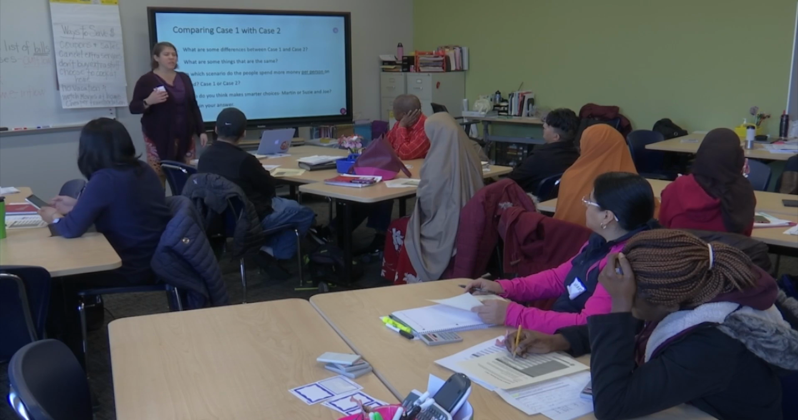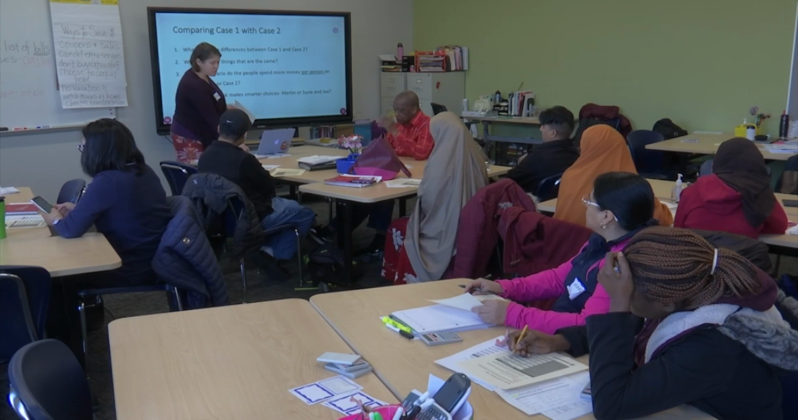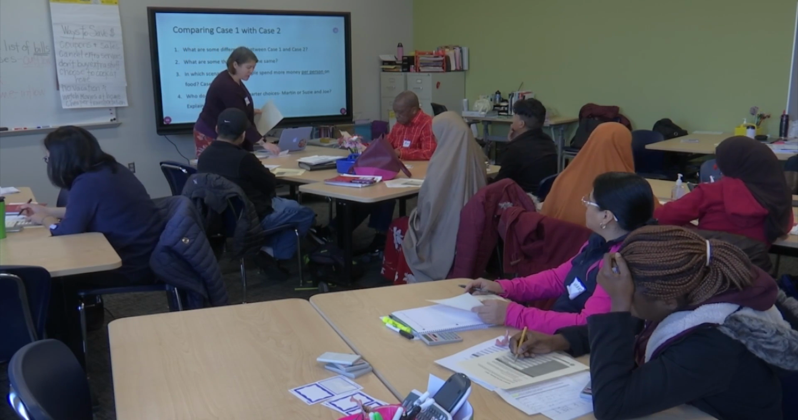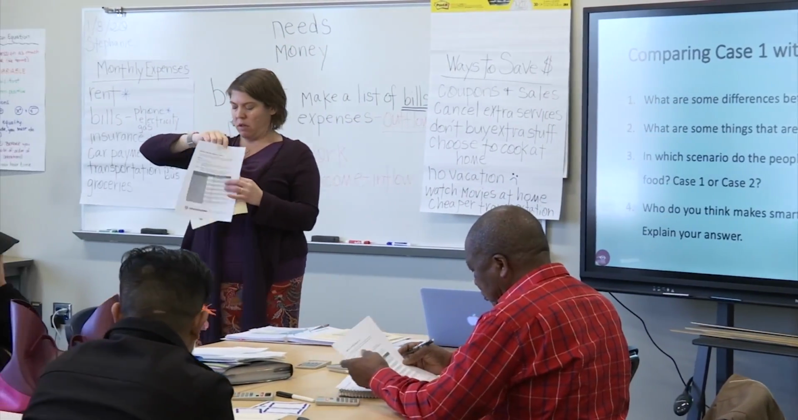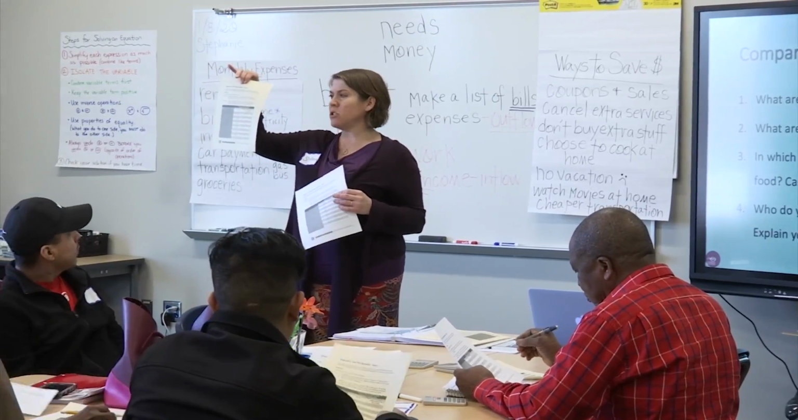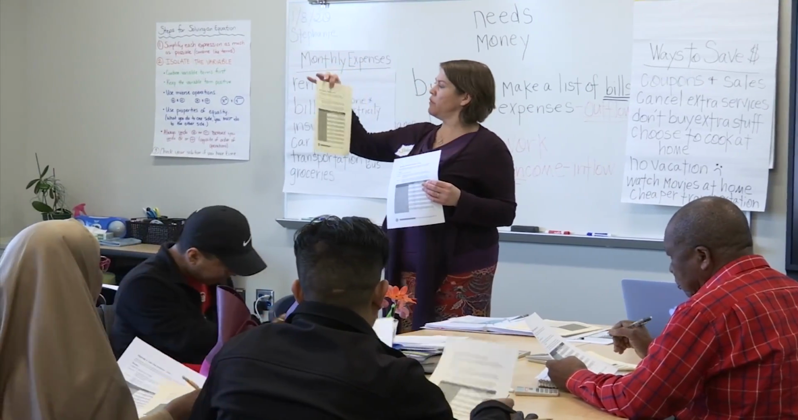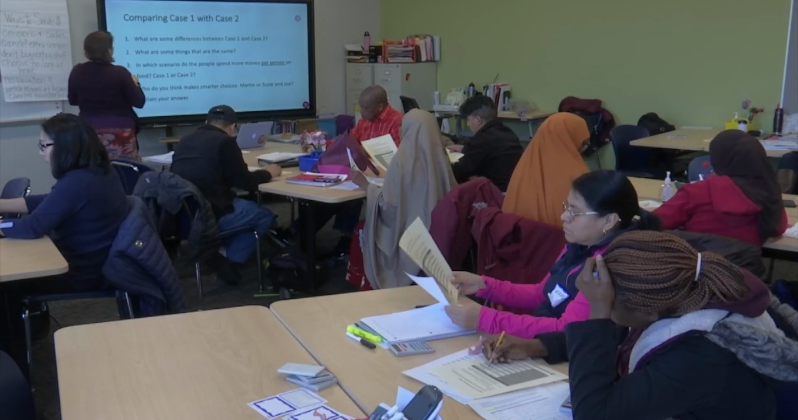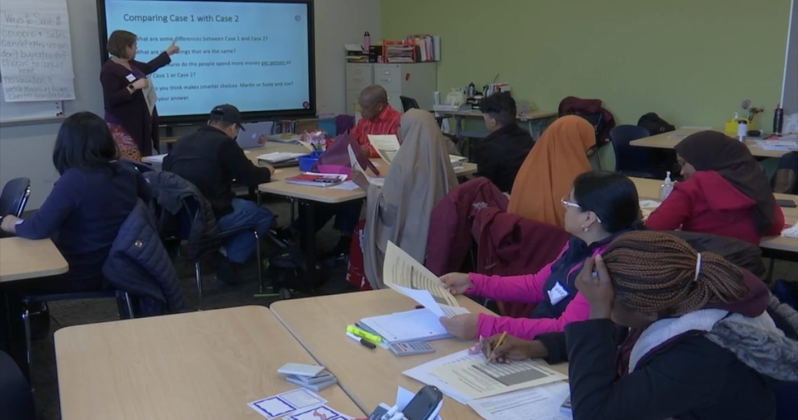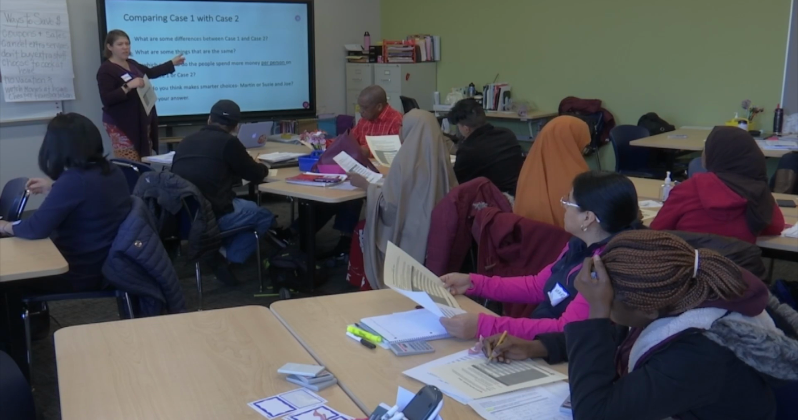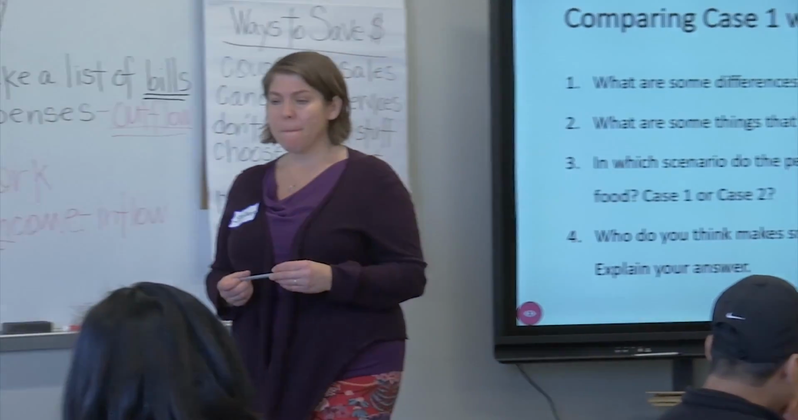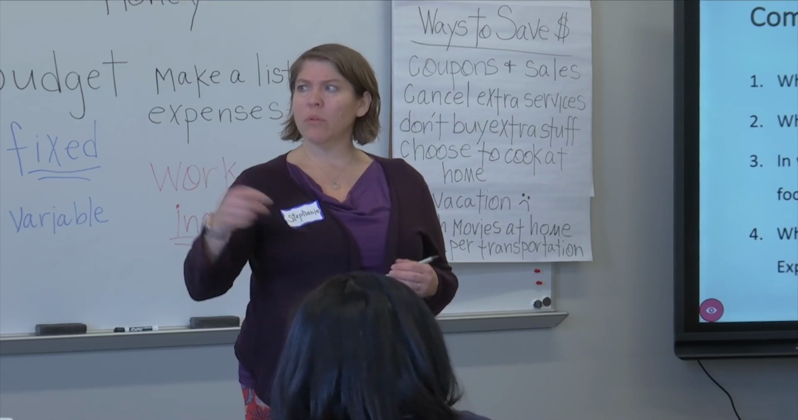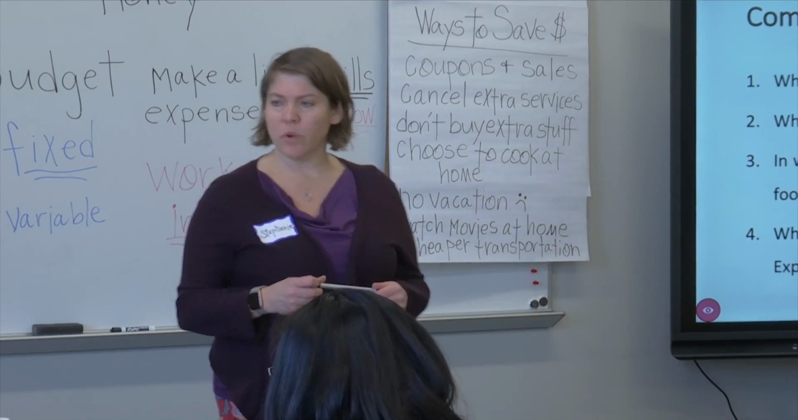So what were some of the differences between case 1 and case 2? So remember, case 1 was about Martin, right? That's on the white paper. And case 2 was about Joe and Susie. That's on this sort of yellowish paper. So what were things that were different? What were things that are the same? Component 6. Reflection. One difference is one pays rent and the other pays mortgage. Ooh, that's a great thing to notice. So one person's renting and one is making a mortgage payment.